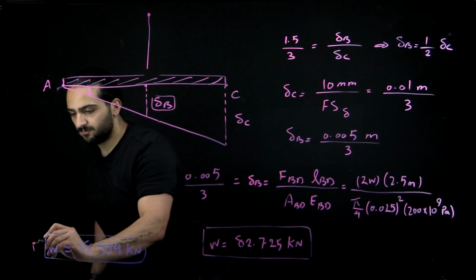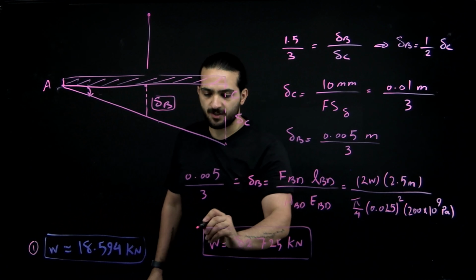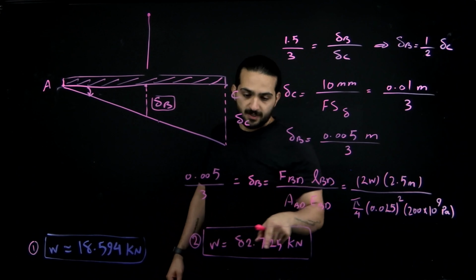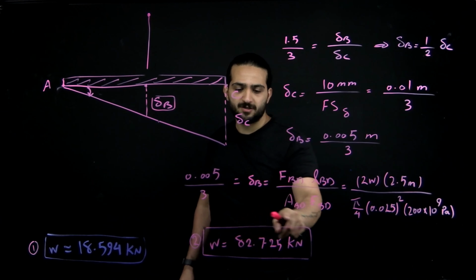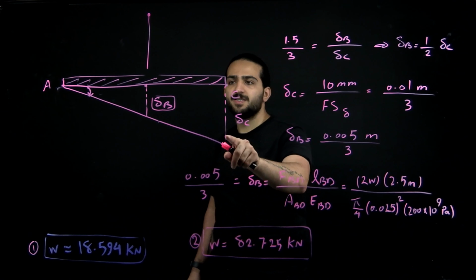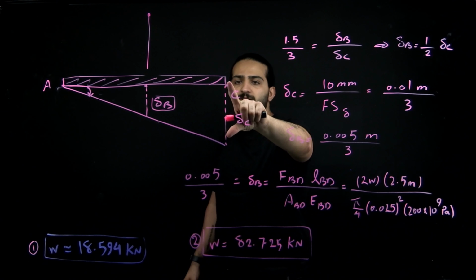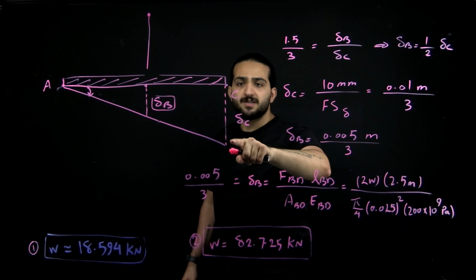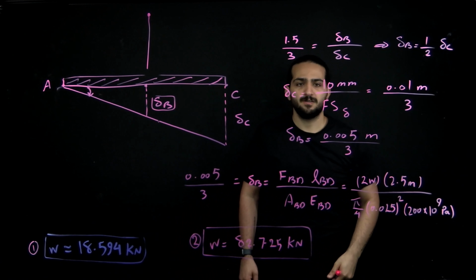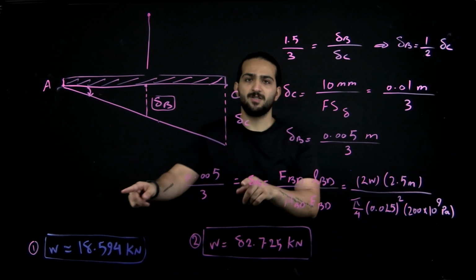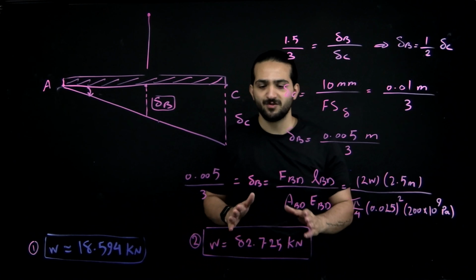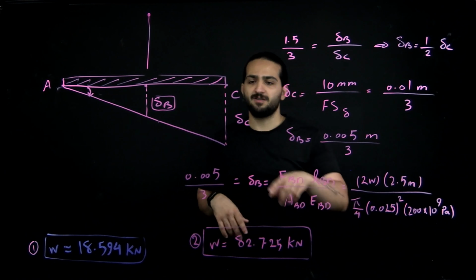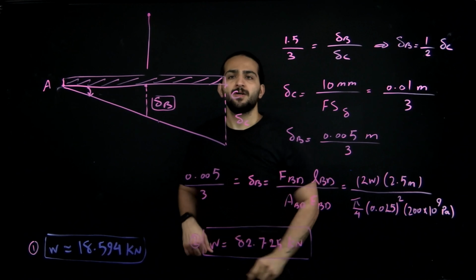So this was for the first condition, and this is for the second condition. This one says that if we suspend a load greater than this value from point C, the maximum displacement of point C will exceed 10 millimeters with a factor of safety of 3. Okay, so now we determined two W's, and we have to decide which one to use as the answer of the question, what's the maximum load that can be suspended from this point.